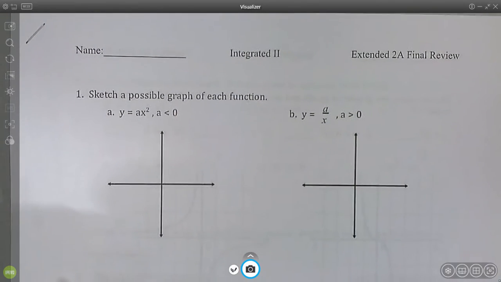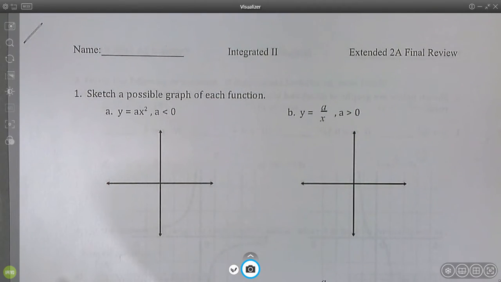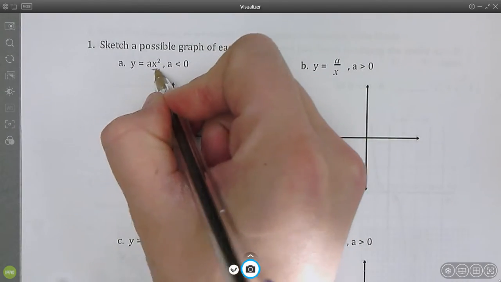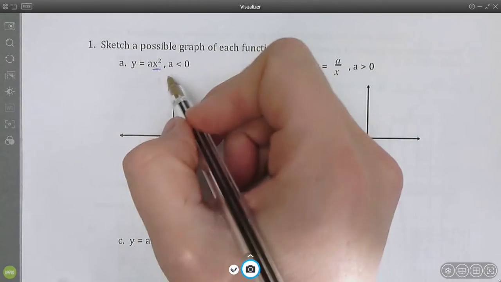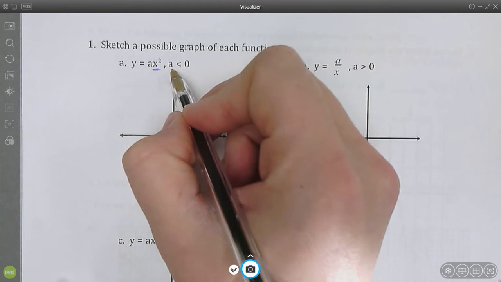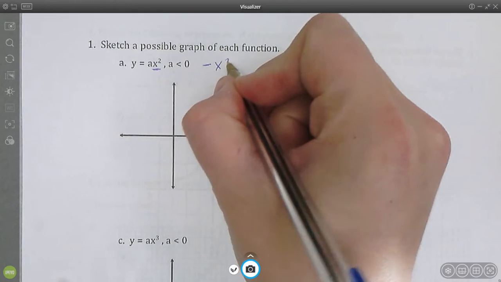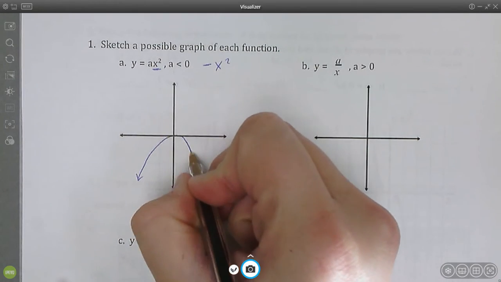All right, here are the solutions to your final review. So this first one, we have an x squared, so that's a parabola shape. And then this says a is less than 0. So any number that's less than 0 is negative. So this is really a negative x squared, which looks like this.